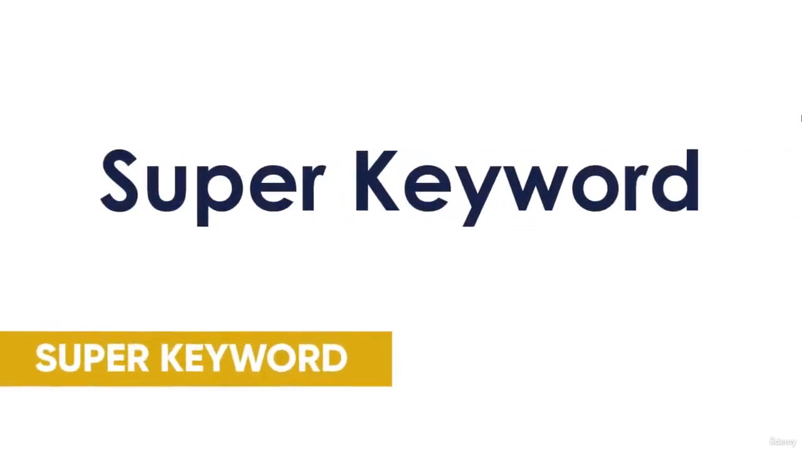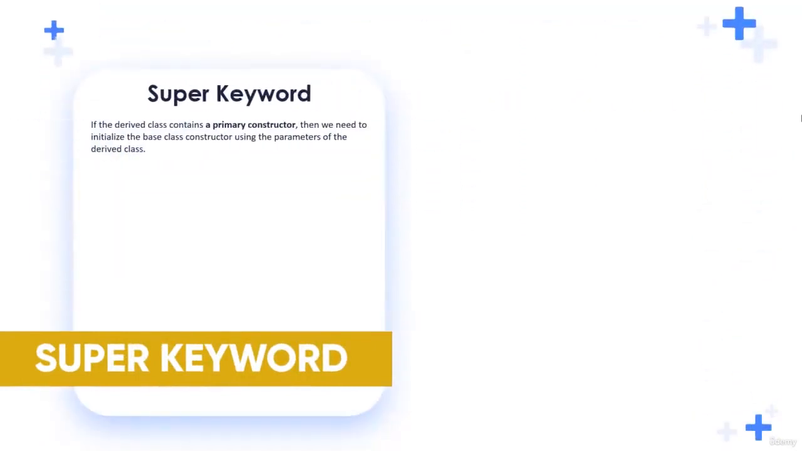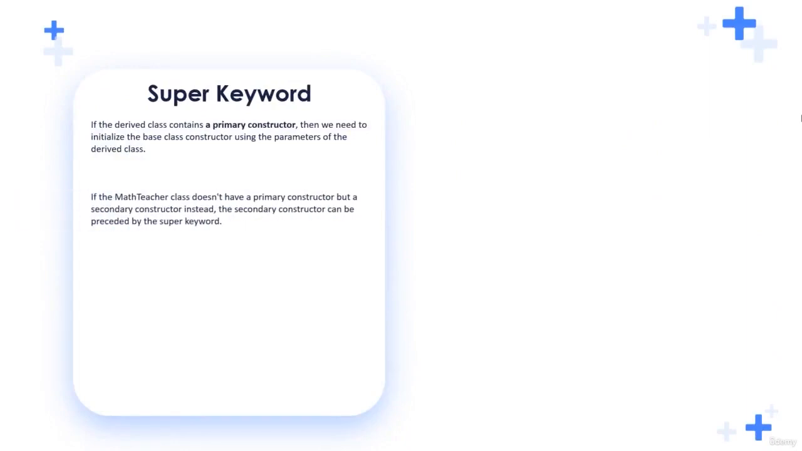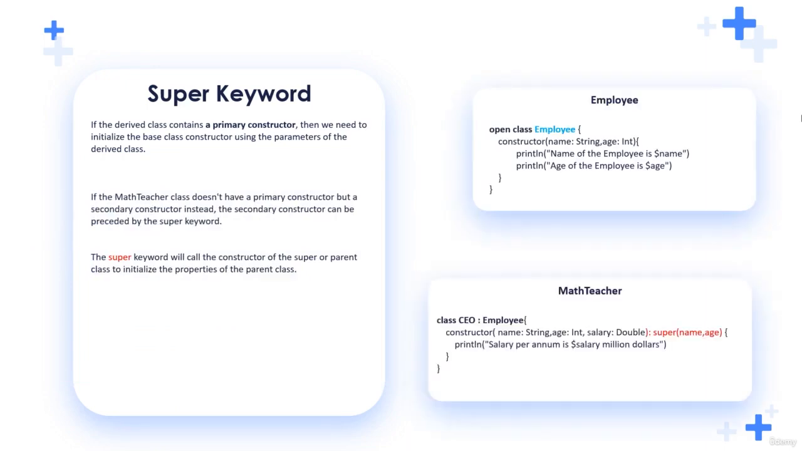Hello, my friends. In this video, I'm going to talk about the super keyword. If the derived class contains a primary constructor, then we need to initialize the base constructor using the parameters of the derived class. If the math teacher class doesn't have a primary constructor but a secondary constructor instead, the secondary constructor can be preceded by the super keyword.